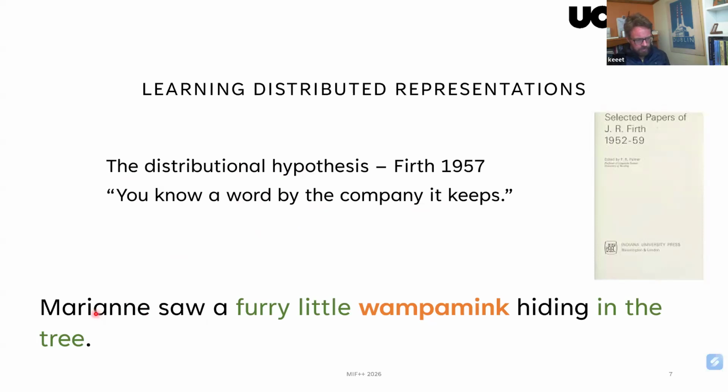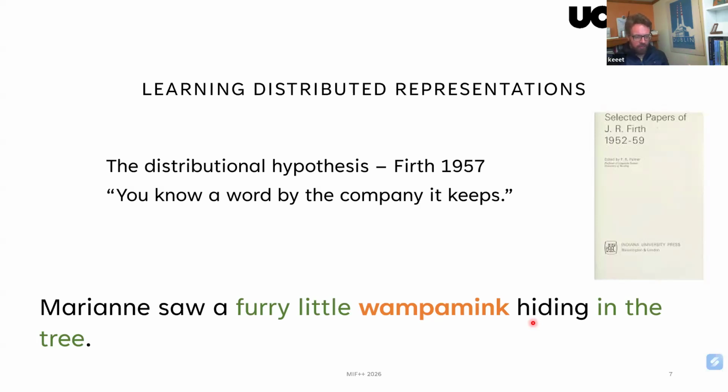So the example here is we have this sentence saying, Marianne saw a furry little whoppamink hiding in the tree. And the point here is the word whoppamink. That's a made up word. So hopefully nobody knows exactly what a whoppamink is. However, if I asked everybody in this meeting to draw a picture of what they think a whoppamink looks like, they're probably going to draw something relatively similar.